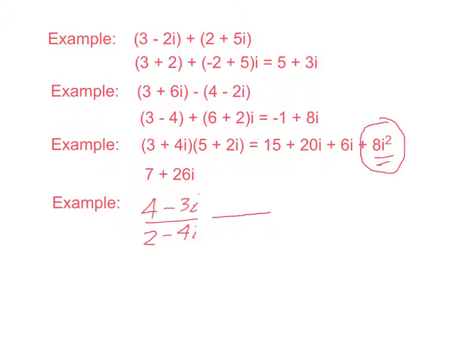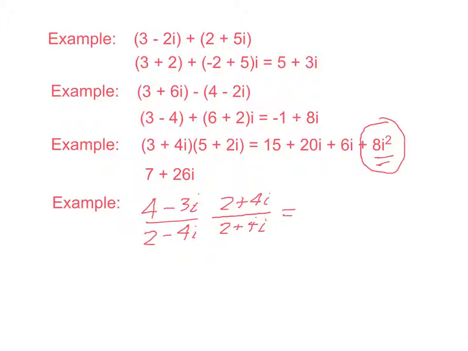It's the same as the current denominator. The only difference is the middle sign is going to be changed. So in this case, it was negative, so we're going to make it positive. So we're multiplying by 2 plus 4i. But remember, whatever I do in the denominator, I have to do in the numerator. So that's 2 plus 4i.